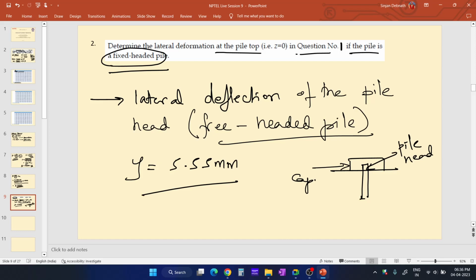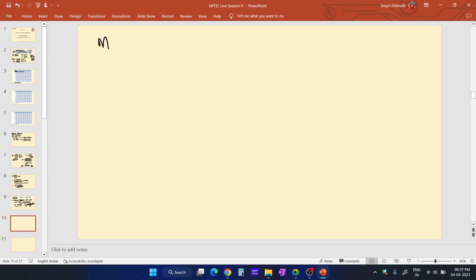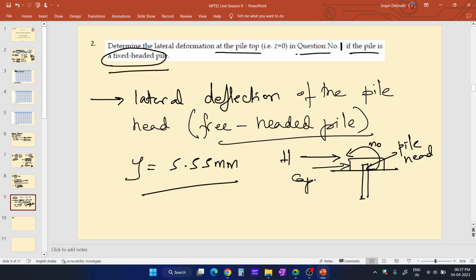So you are applying a horizontal load in this direction, and the cap will try to restrict the lateral deformation. In order to restrict the lateral deformation, the cap will provide a counteracting moment, and this moment will try to counteract the lateral deformation of the pile head. This moment due to fixity is defined as m0.